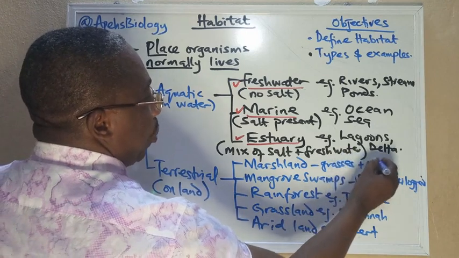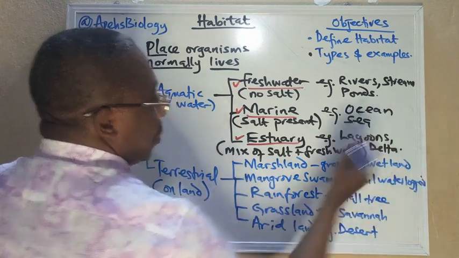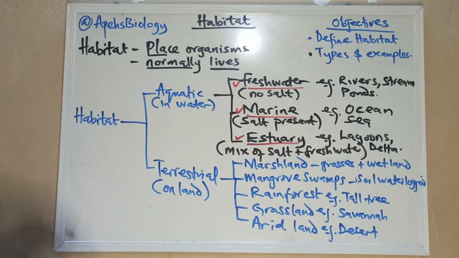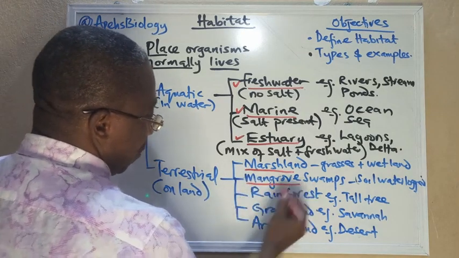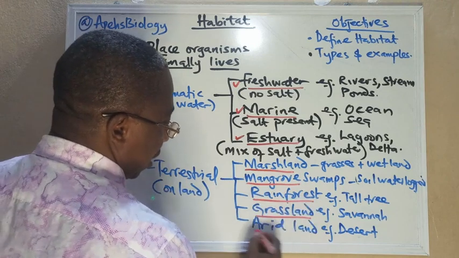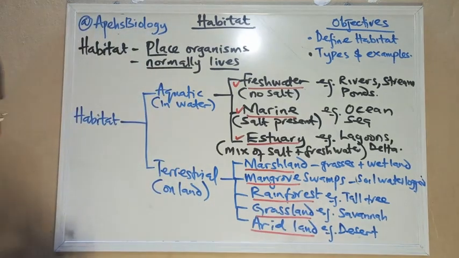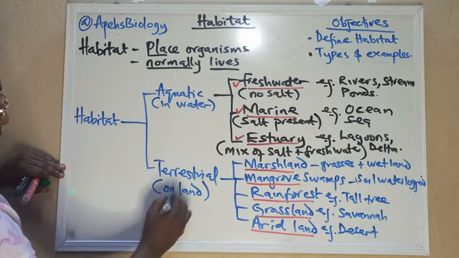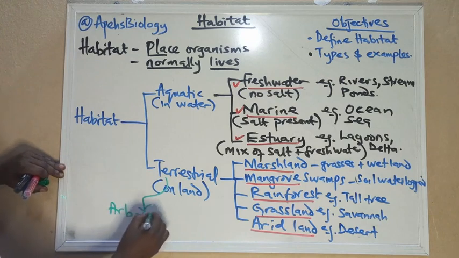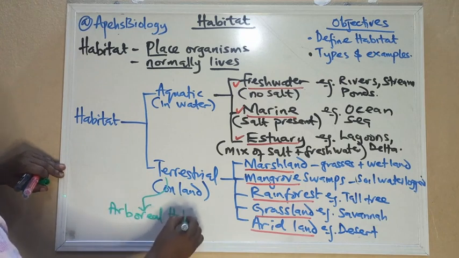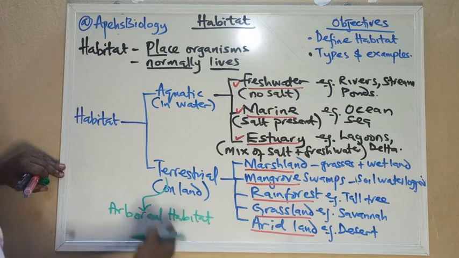And then marshlands are grasses plus wetland. So these are the classifications of the terrestrial habitats that are found on land: marshlands, mangrove, rainforest, grassland, and arid land. We must not forget that there is a special type of habitat on land that is specially called arboreal.